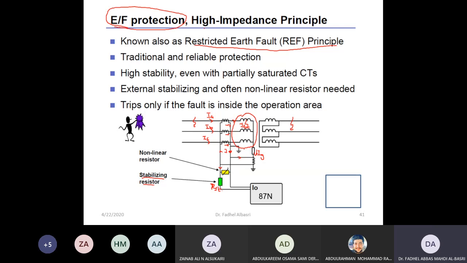And it only detects ground faults. It doesn't detect phase-to-phase faults. If there is a phase-to-phase fault here, it will not detect it. A three-phase fault will not detect this. Only line-to-ground faults. Only ground faults are going to be detected.